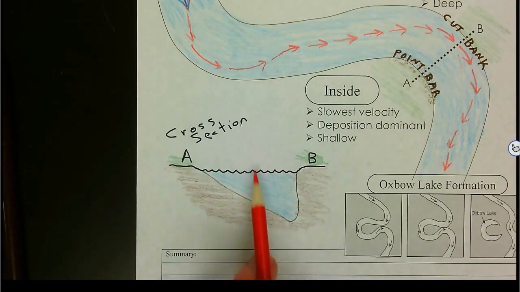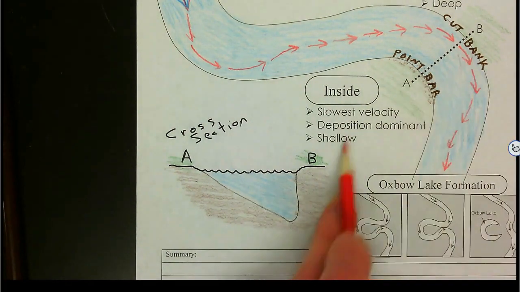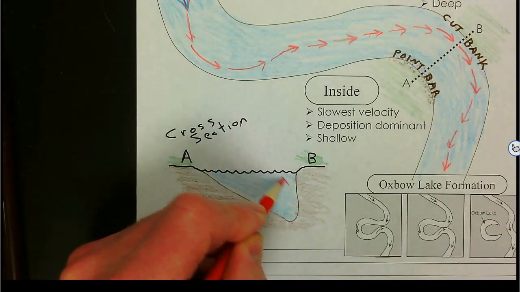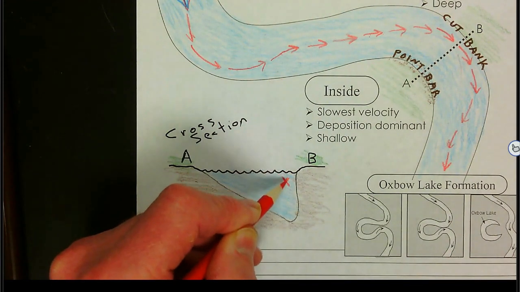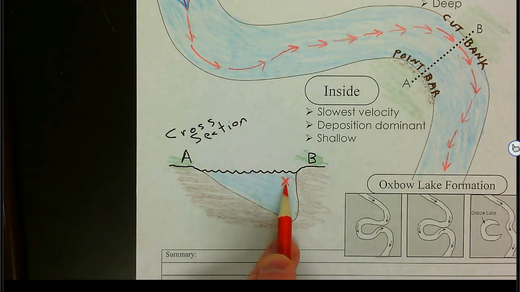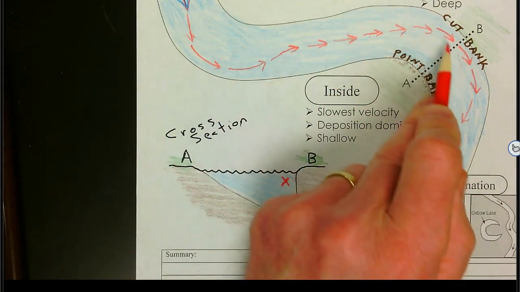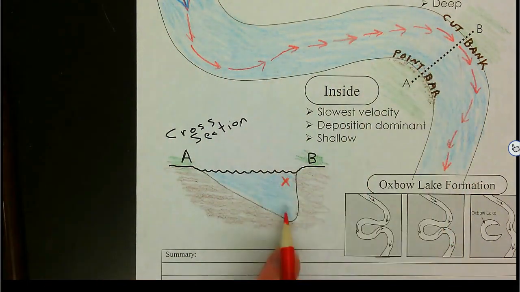That's what our cross section would look like as we walk from A to B. The fastest water, remember, is where it's the deepest, just a little below the surface. Fastest water, that red right there, is closer to B than it is to A, because that's where it's moving really fast there. That's where the erosion happens. This material is being taken away.